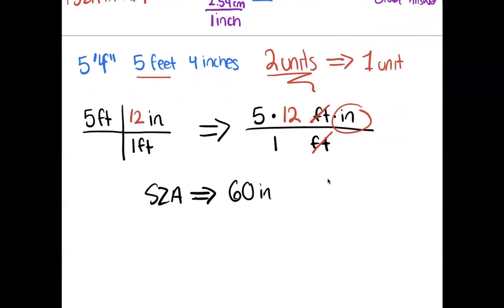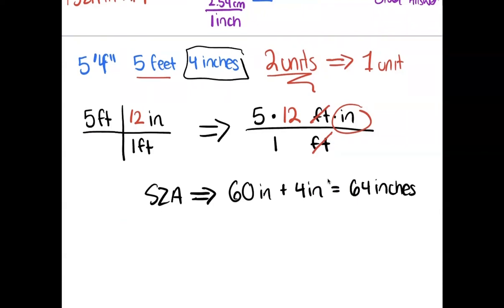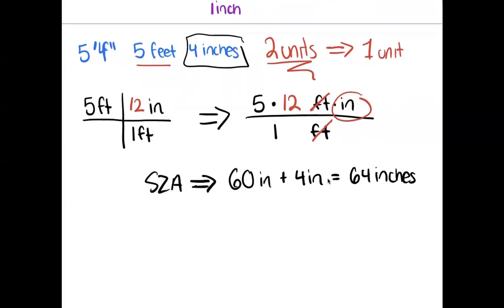She's 60 inches. But is this really her height? No, it's not her height because we also have 4 inches. So now we have 4 inches. So SZA is actually 64 inches. So what is our step 1? What do we want to find?